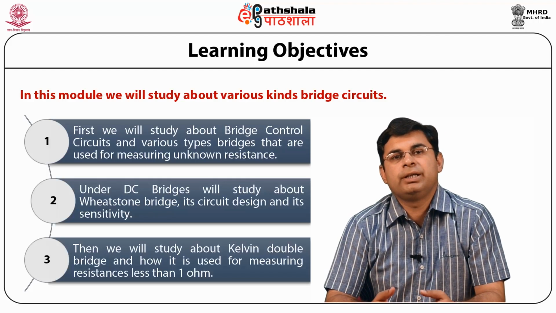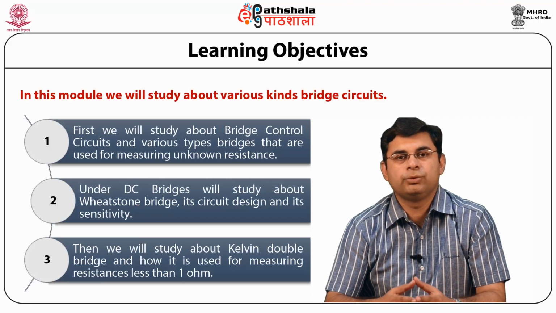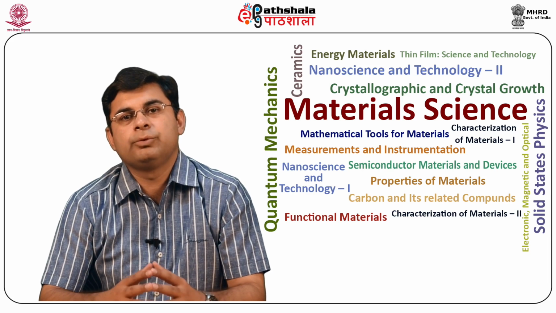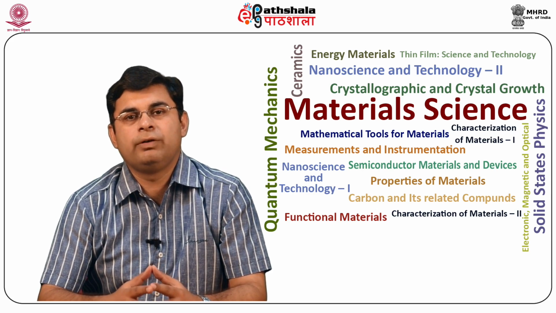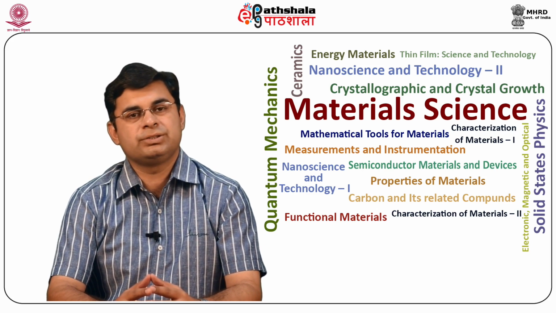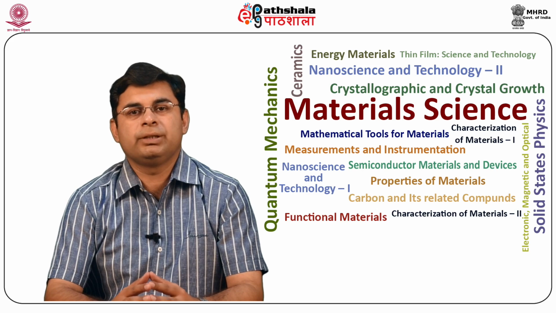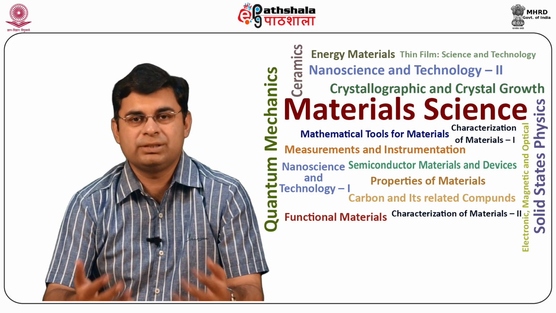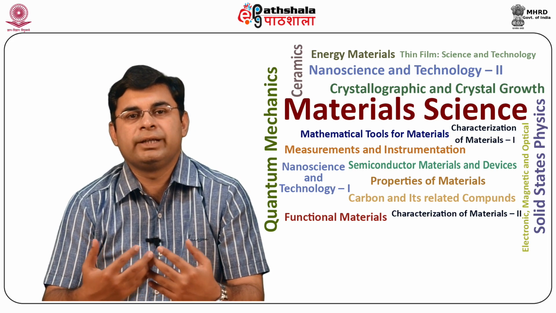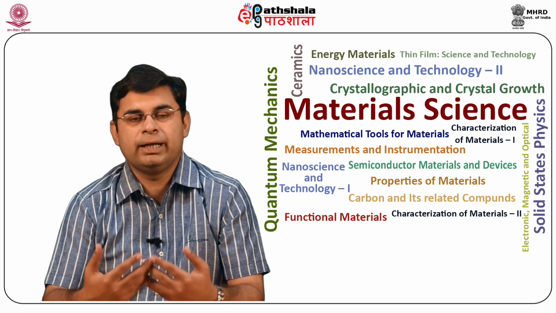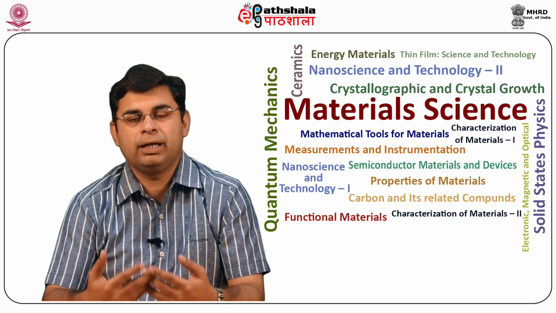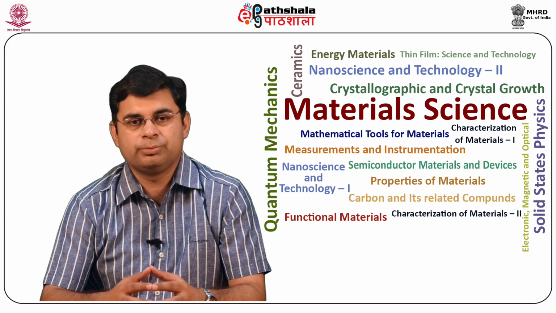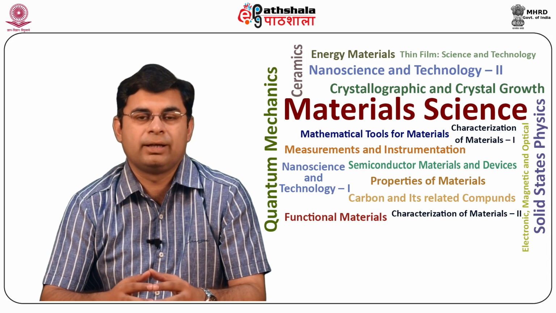Then we will study the Kelvin double bridge and how it is used for measuring resistances less than 1 ohm. This module is aimed to study various methods involved in measurement of unknown resistance. The choice of a suitable method for measurement of resistance depends on a number of factors. One such factor would be the range of resistance to be measured, that is, low, medium, and high. Other factors may be the required accuracy of measurement and working conditions, etc.